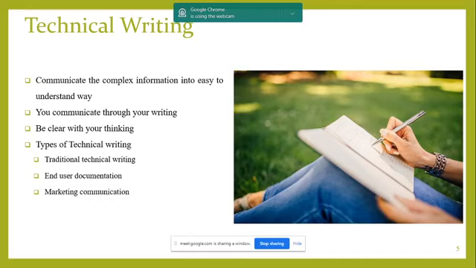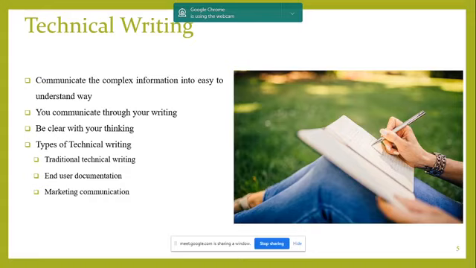And the other thing is marketing communication. Marketing communication is a new thing. I mean, it talks about more marketing related, more advertisements. Even there, there should be some catchy words. There is some process available for writing those things. But for us, we are not going to discuss end user documentation or the marketing communications. We are just going to talk about the traditional technical writing.